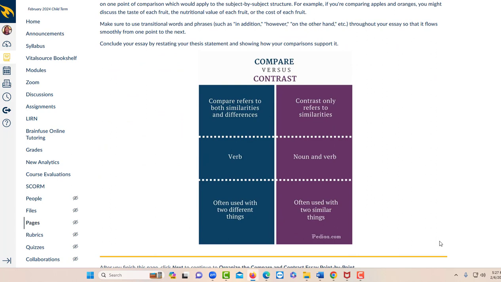Compare refers to both similarities and differences. Contrast only refers to similarities.